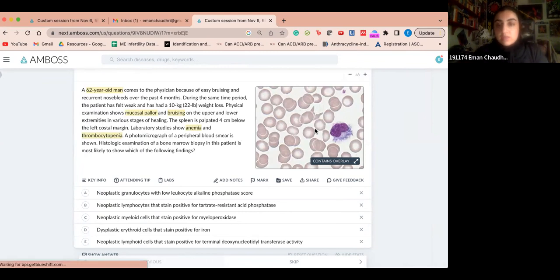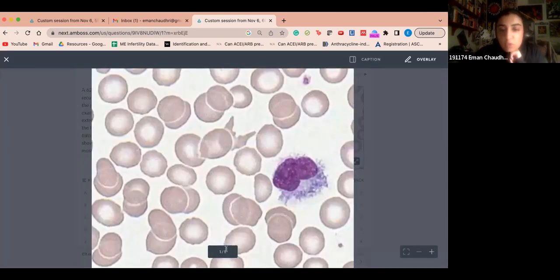So let's look at this. Now, before we go and look at the important points in the question, what do you guys see in this photomicrograph? Okay, Shema said hairy cell. Anyone else? Could it be anything else? Weird looking blast, I don't know. Okay. So anyone else, or do you want to?